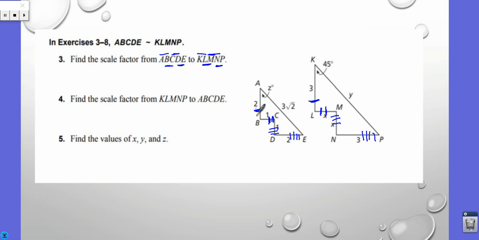So I'm going to go from small to big, and it looks like we went from small to big. This is first. So k, we know, has to be greater than 1 because we're going from a small picture to a big picture. So I can say AB should match KL. So I should say 2 over 3. And you can write the other ones too.